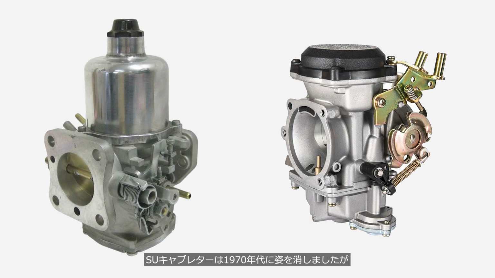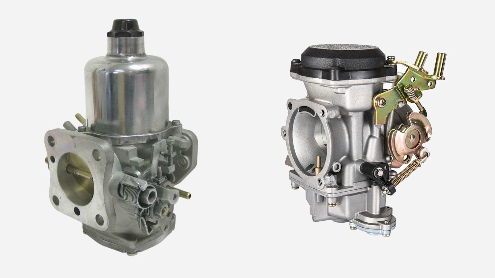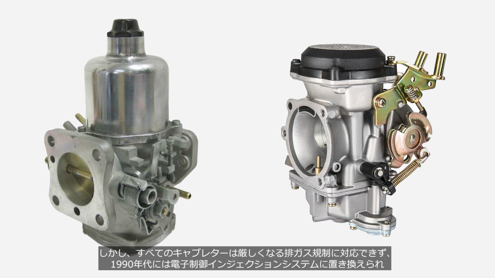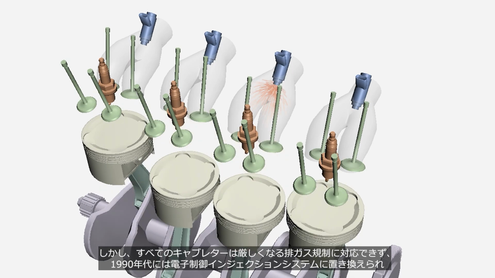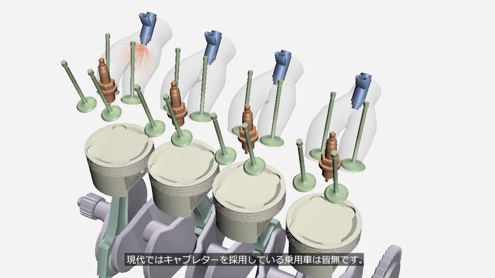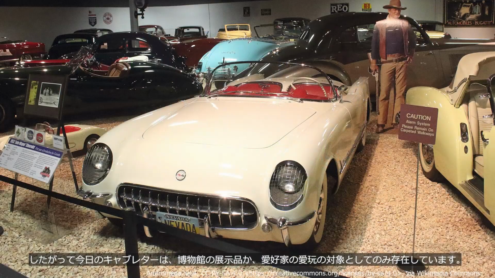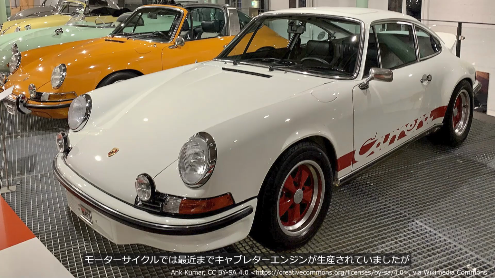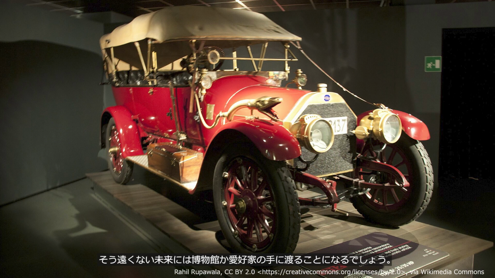Although SU carburetors disappeared in the 1970s, other types of CV carburetors survived into the 1980s by incorporating various additional devices. However, all carburetor engines were unable to meet increasingly strict emission regulations and were replaced by electronic fuel injection systems in the 1990s. Nowadays, no passenger cars use carburetors. Therefore, today, carburetors exist only as museum exhibits or as objects of affection for enthusiasts. In motorcycles, carburetor engines were produced until recently, but in the not-too-distant future, they will likely end up in museums or the hands of enthusiasts.